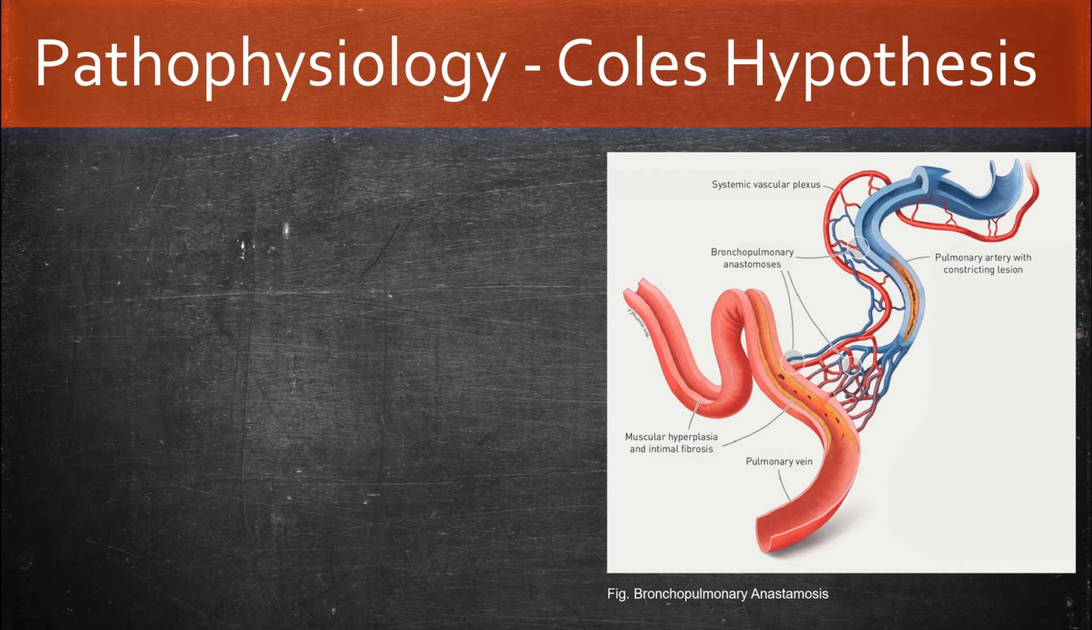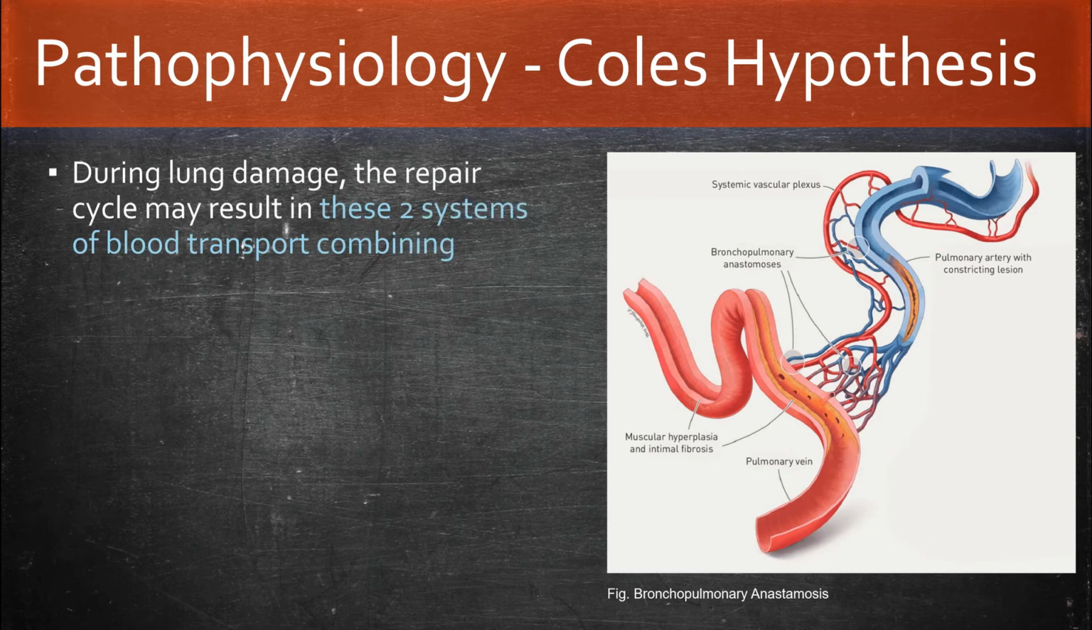During lung damage, the repair cycle may result in these two systems combining. This results in high pressure from the bronchial arteries entering the pulmonary artery. This leads to further damage, vascular damage, causing hemoptysis.